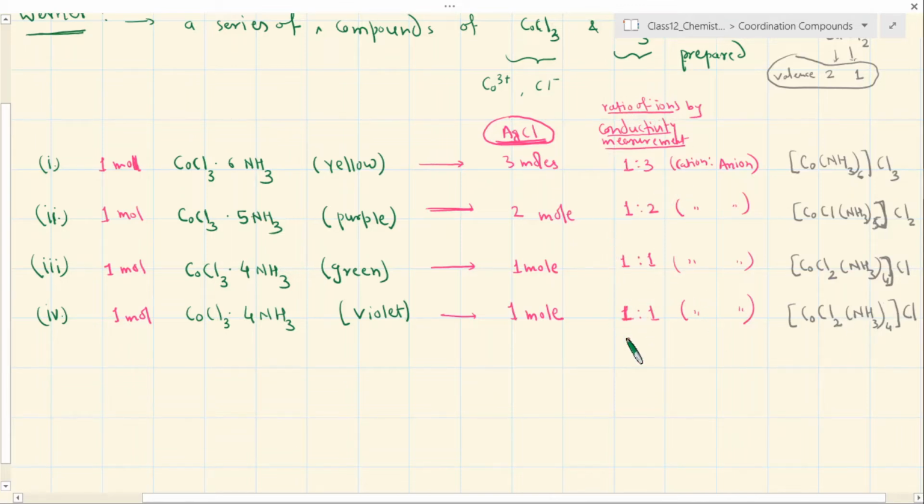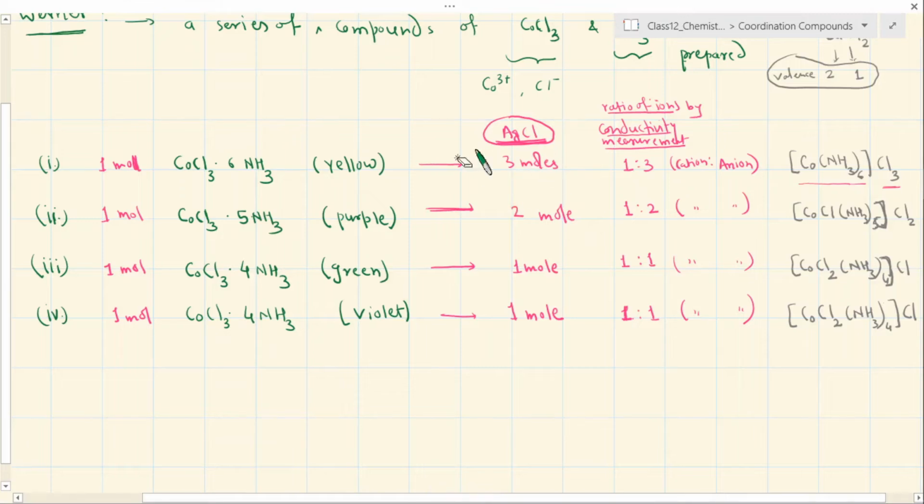So this result, which comes out of the conductivity measurement, can definitely be explained if you look at the compound's molecular formula as if it is made up of two kinds of species. One portion, this one, is the cationic portion, another is the anionic portion. Okay, so that is clear.